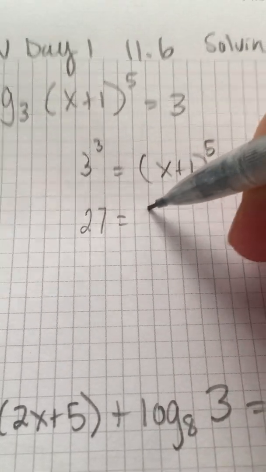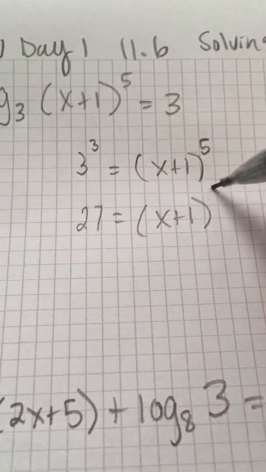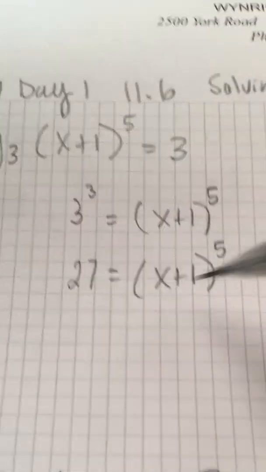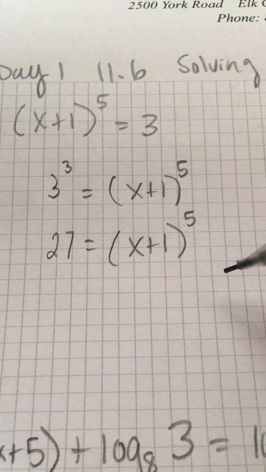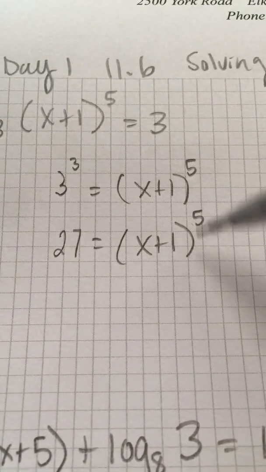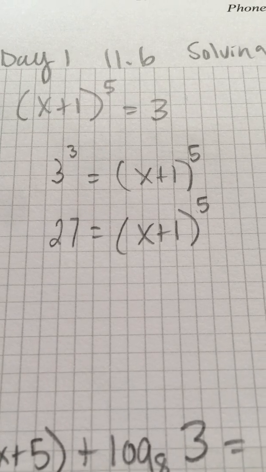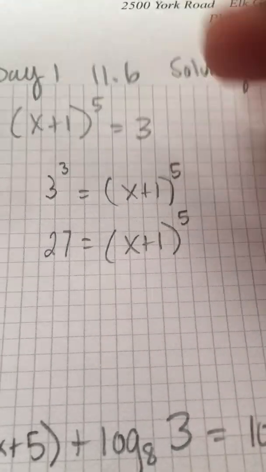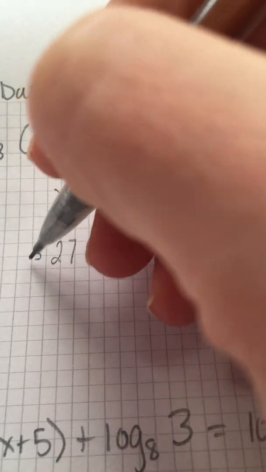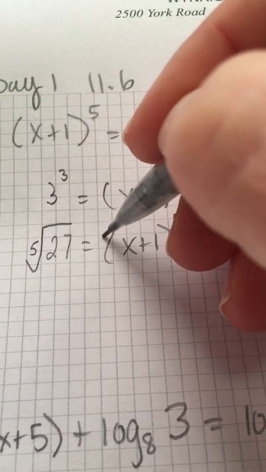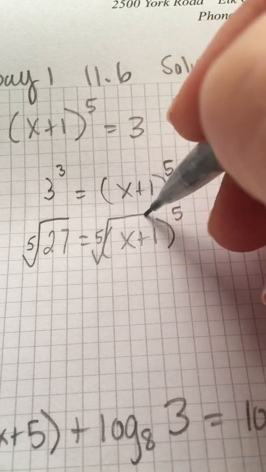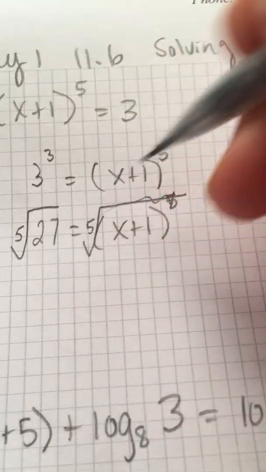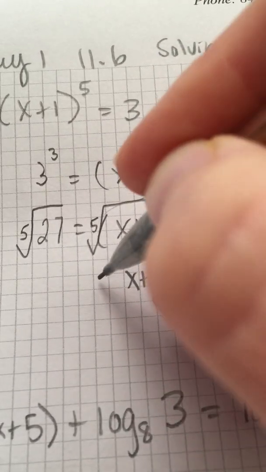And then I have the quantity of x plus 1 to the 5th. Now, I would not want to write this out 5 times and multiply that. I would rather just get rid of the exponent, which means I can take this to the 1/5 power, or I can take the 5th root of it. So I'm going to take the 5th root of 27 and the 5th root of this quantity to make those cancel, leaving me with x plus 1 equals the 5th root of 27.